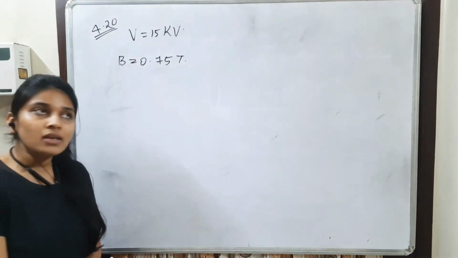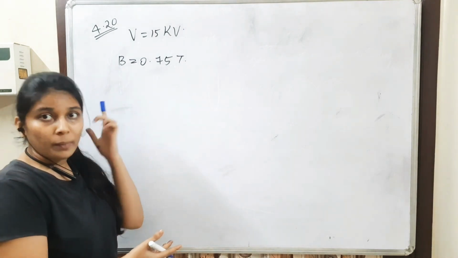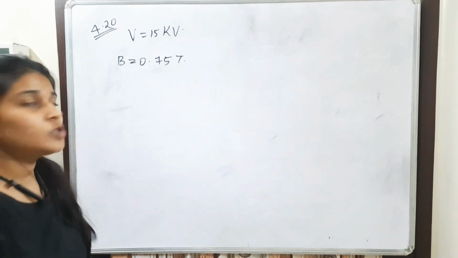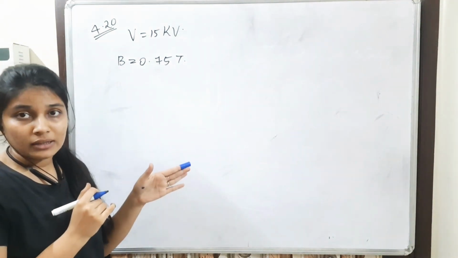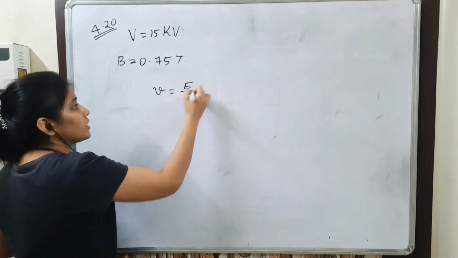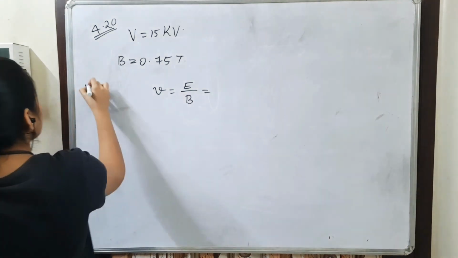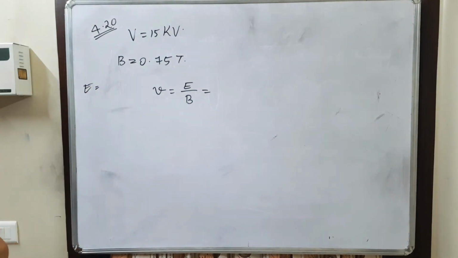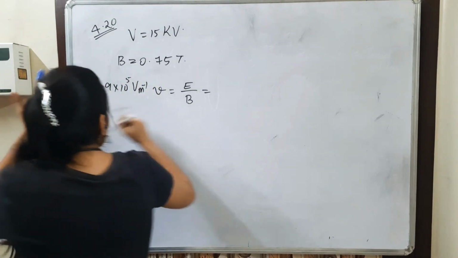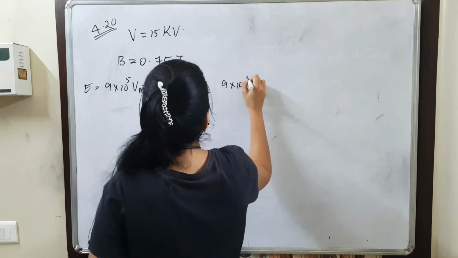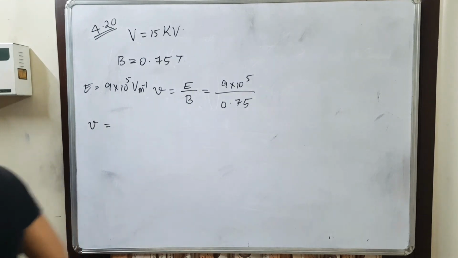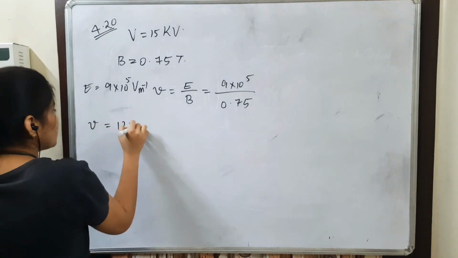Okay, now they are saying that there is an electrostatic field also perpendicular to this magnetic field. That means we will be having an undeflected path for a particular velocity. So the velocity for which the path is undeflected is E by B, and the electrostatic field is given as 9 into 10 power 5 volt per meter. So V is equal to 9 into 10 power 5 divided by 0.75 Tesla. So the answer is velocity is equal to 12 into 10 power 5 meter per second.